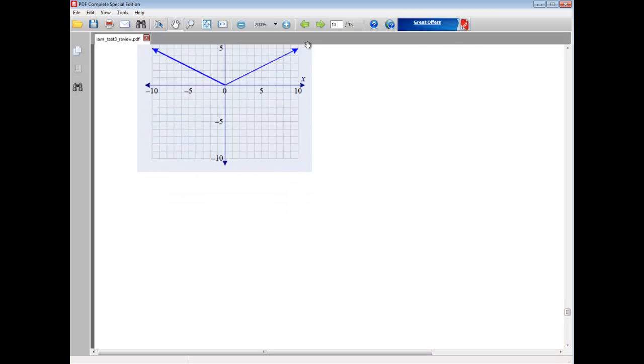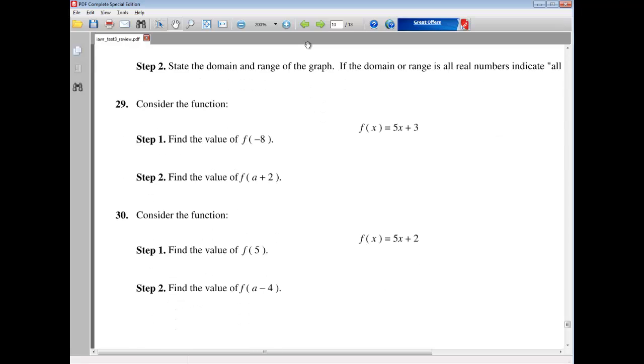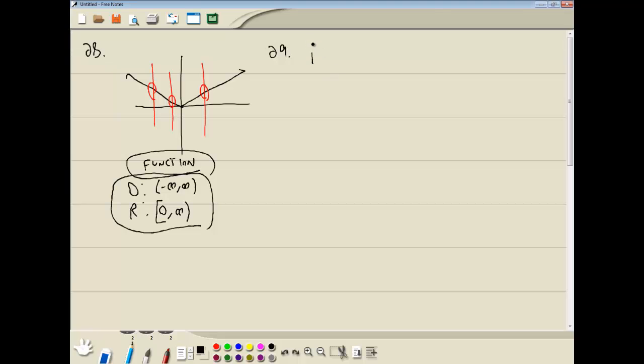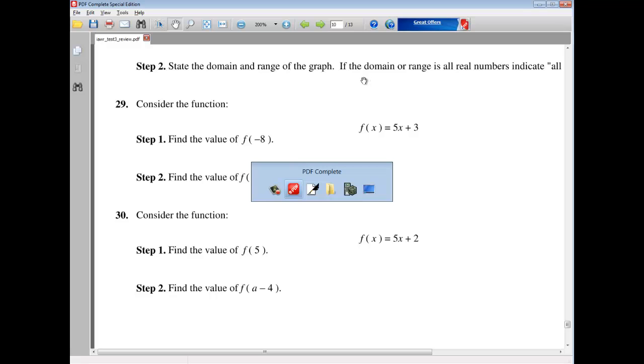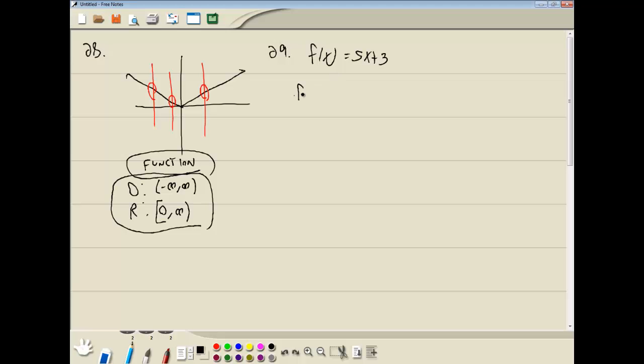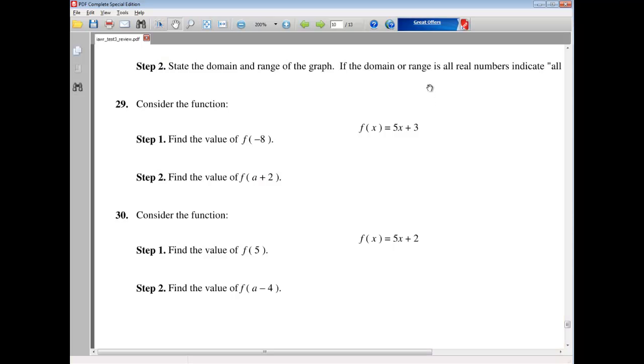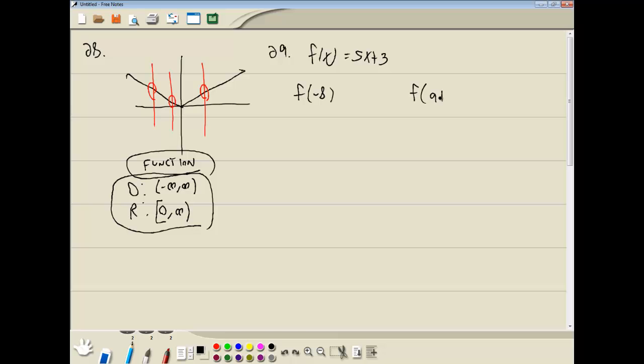29. We got f of x equal 5x plus 3. And we're wanting to find f of -8, and we're wanting to find f of a plus 2. This is evaluating the function. So first thing we do is we go through, and everywhere we had an x, we'll put in a set of parentheses. Everything else remains exactly the same. All we did is replace the x with a set of parentheses.